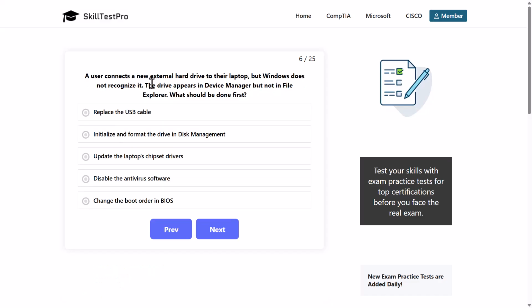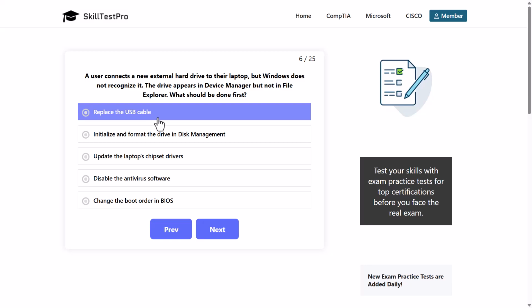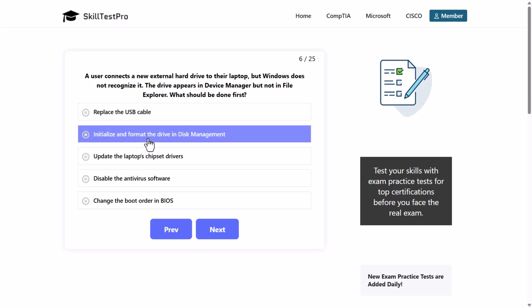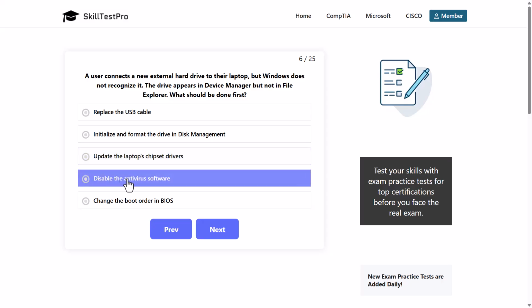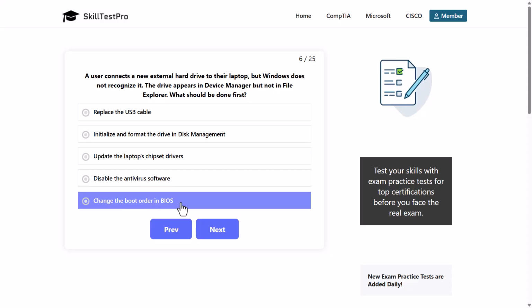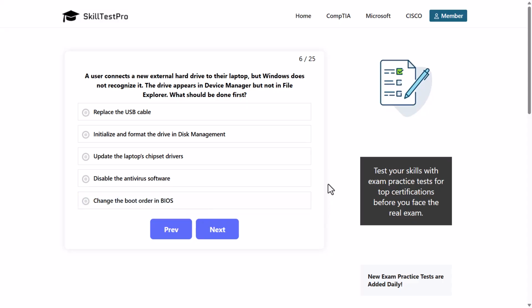A user connects a new external hard drive to their laptop, but Windows does not recognize it. The drive appears in Device Manager, but not in File Explorer. What should be done first? Replace the USB cable, initialize and format the drive in Disk Management, update the laptop's chipset drivers, disable antivirus software, or change the boot order in BIOS. So, which one would be the best thing to do?